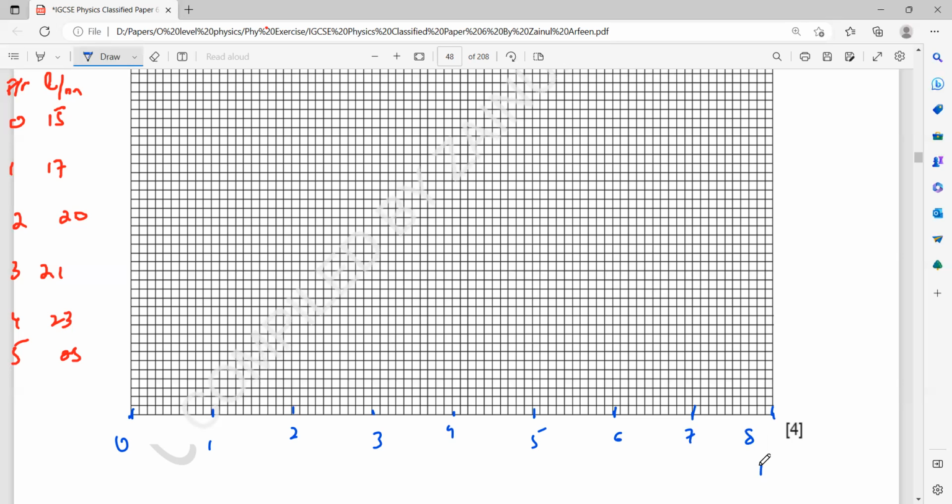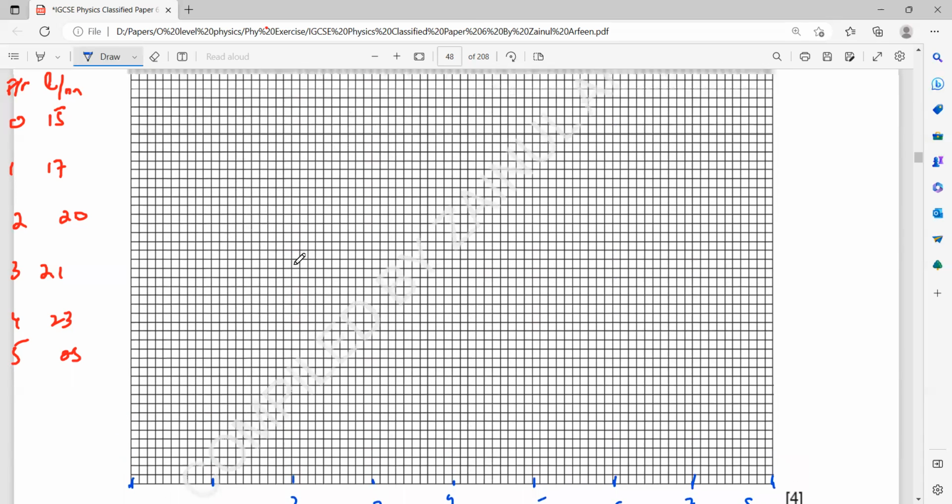And label the axis. 1 mark is for labeling the axis correctly. So we are making a load axis and the unit of the load is Newton. And on the y-axis, we have from 15 to 25. So you can select, for example, we started with 15, or instead of starting with 15, say start with 10. Then after 5 boxes or 10 boxes, 15.